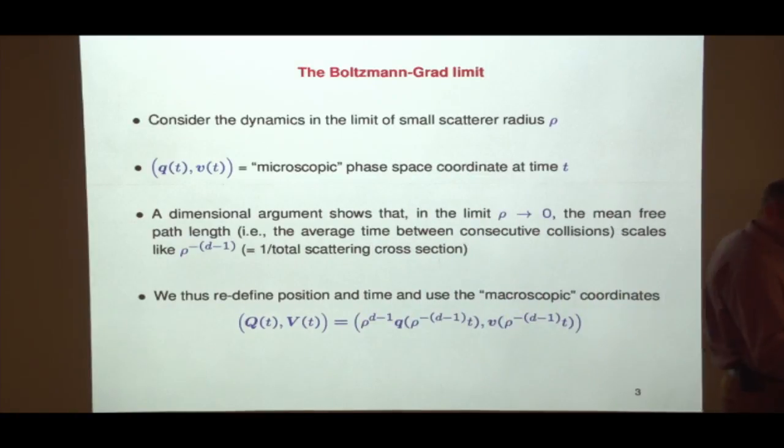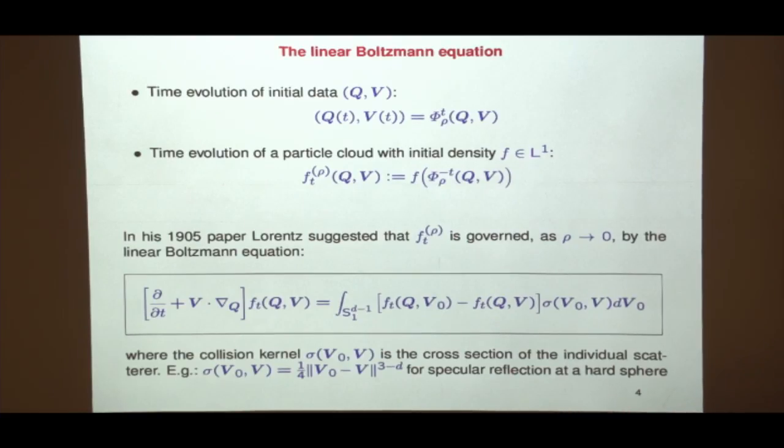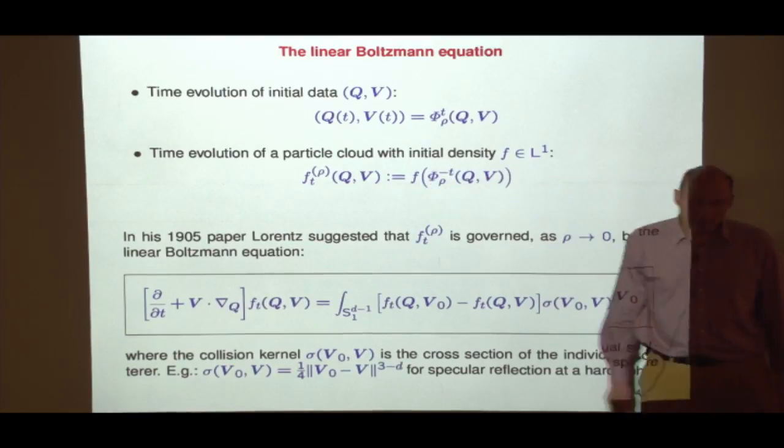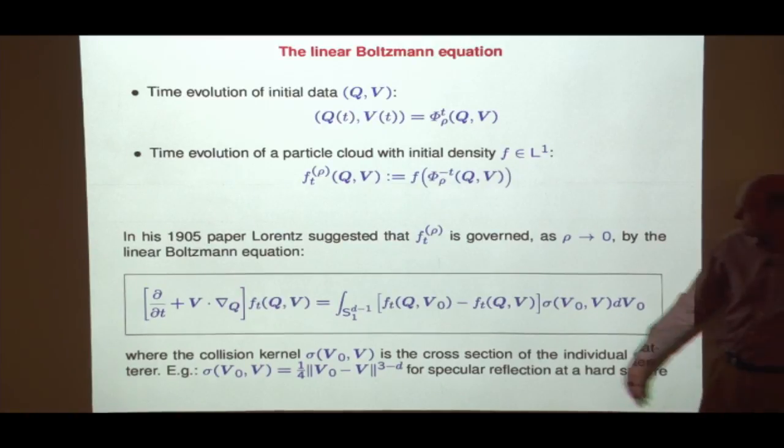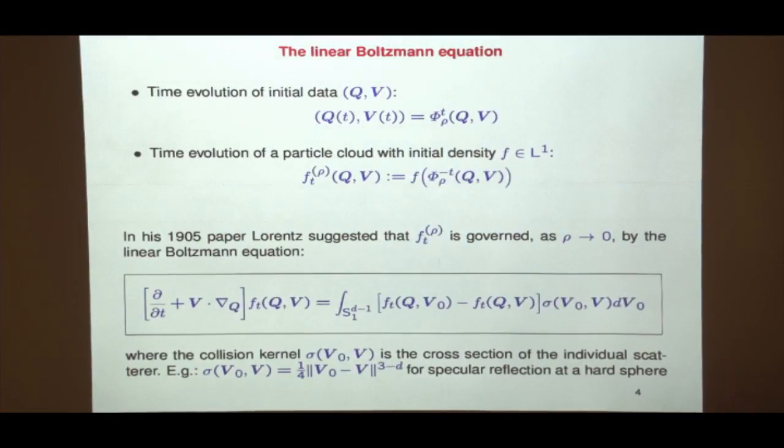And then one expects, for an initial particle density f, so we just take some probability density f in L1 that models our initial particle configuration, and we are interested in the evolution in time, so we denote this by f_{t,rho}, and the question is, does this converge weakly to some sensible answer? Is there a limit of this? And then if there is a limit, how can we describe this limit?